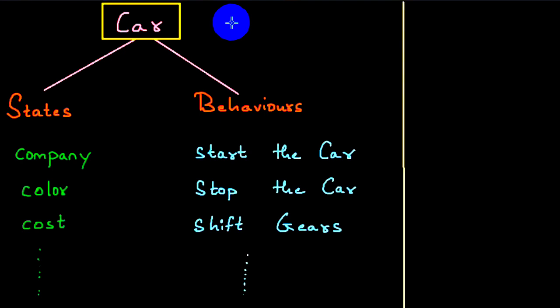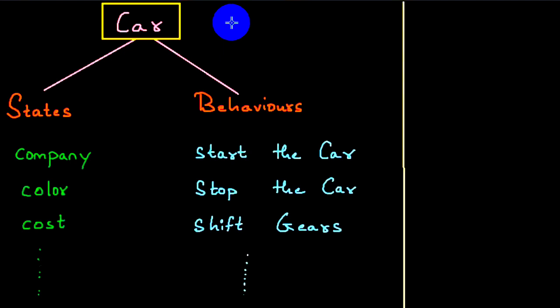Correct? And every object you consider here will definitely have certain properties. Those properties are majorly classified into two types. What is it? States and behaviors. What are states here? States are the properties used to store some data. When I say company, BMW, Audi, Maruti Suzuki, so on, I'm storing some data. Color, red, black, blue, I'm storing some data. Cost, 5 lakhs, 10 lakhs, 15 lakhs, 20 lakhs, I'm storing some data. So states are used to store some data.